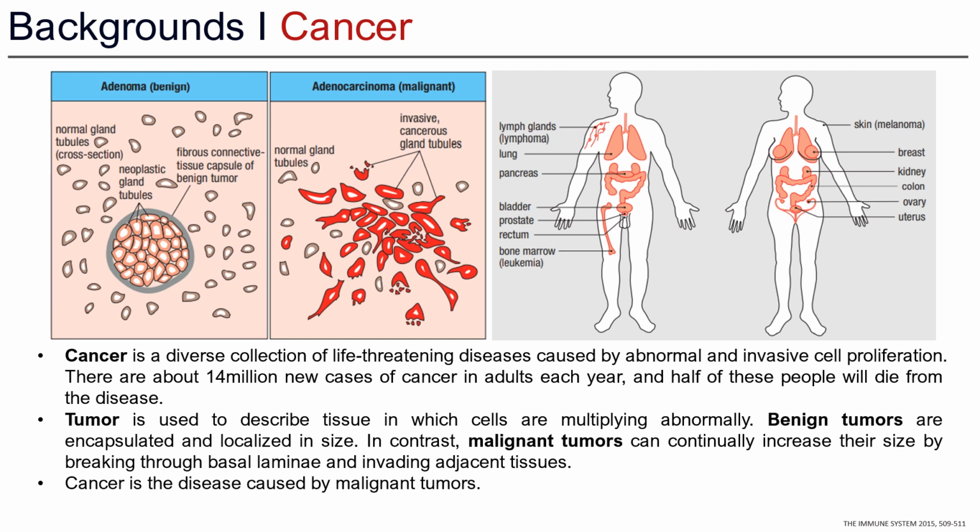Benign tumors are encapsulated and localized in size, but in contrast, malignant tumors can continually increase their size by breaking through basal lamina and invading adjacent tissues. Cancer is the disease caused by malignant tumor, as you know.